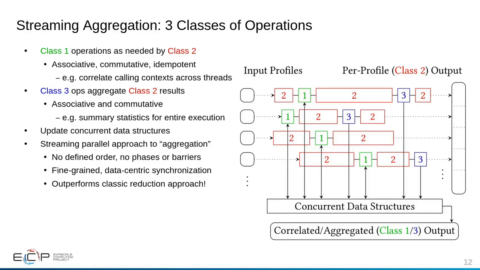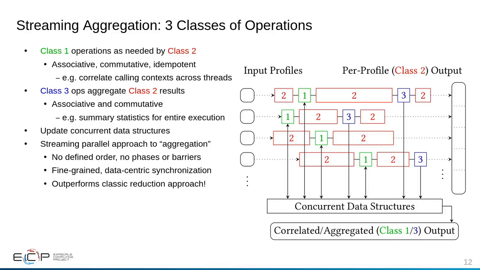Operations which act across multiple profiles are in Classes 1 and 3, with stricter restrictions. Class 1 operations are formally associative, commutative, and idempotent, and are required for per-profile output. An example of this would be correlating calling contexts across performance profiles, such that there's only one calling context node for every unique call path. These must be correlated early, so context IDs in the output are consistent across profiles. Class 3 operations are formally associative and commutative. These aggregate the per-profile analysis results. An example would be generating summary statistics for the entire execution, which is similar to a sum of the performance measured from each application thread.